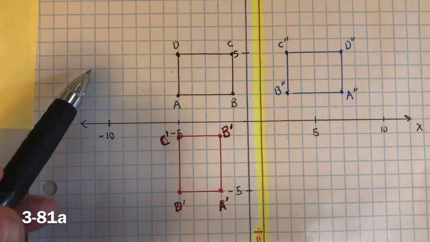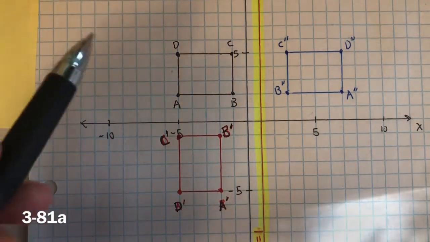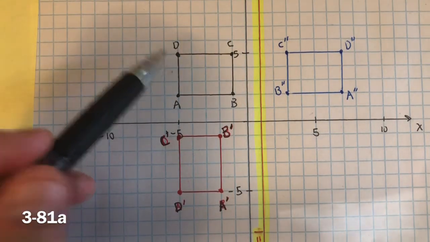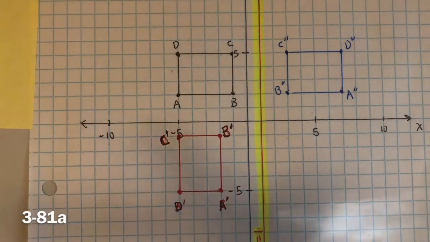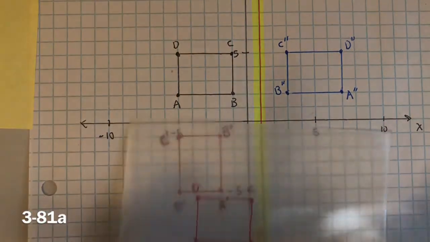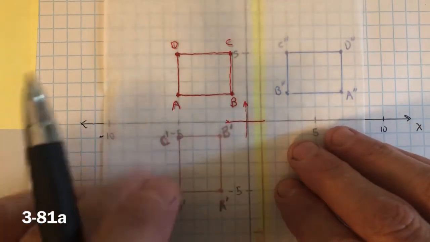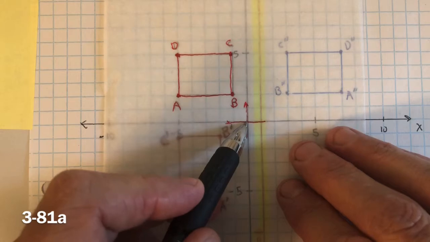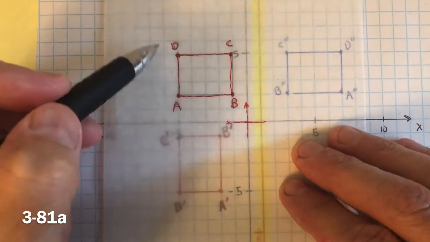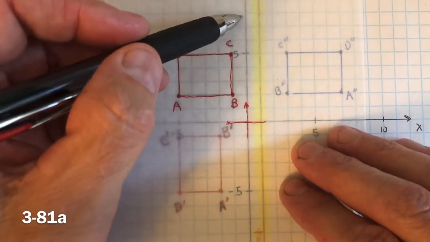This is problem 381, A and B. For A, we need to rotate rectangle ABCD 90 degrees counterclockwise about the origin. Well, here's the origin, and I'm going to show you using patty paper. So I'm going to go ahead and put my reference cross at the origin. I trace rectangle ABCD, and I'm going to rotate it 90 degrees counterclockwise.